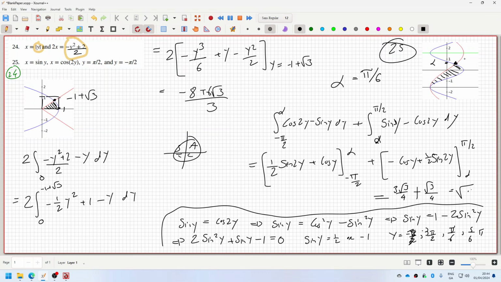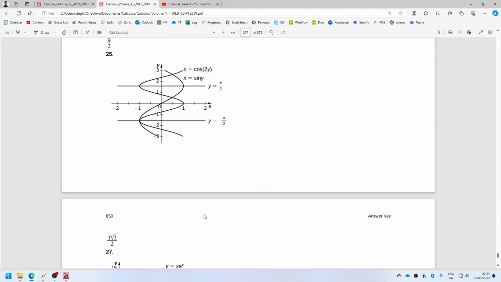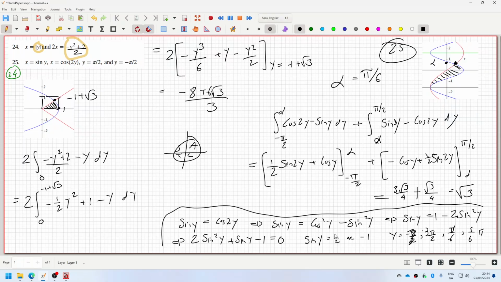Root 3. Root 3. No, I'm off a little bit. Root 3 over 2. I'm off by a factor, ever so slightly.